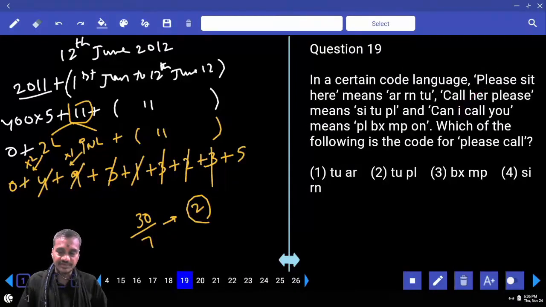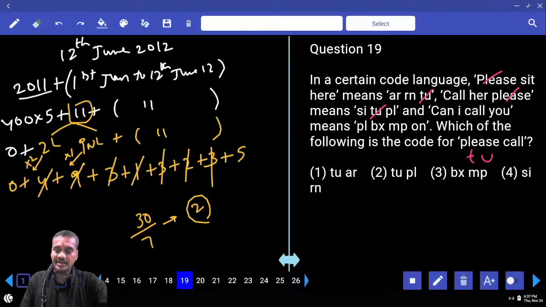The next one, 19th one. Which of the following is the code for "please call"? Now we need to find out the code for "please call". Now "please sit here", "call her please". Then tell me what is the word that is common between these two? Now "please" is the word that is common. A-R, R-N-T-U. Now T-U is common here. And the code for "please" is T-U.